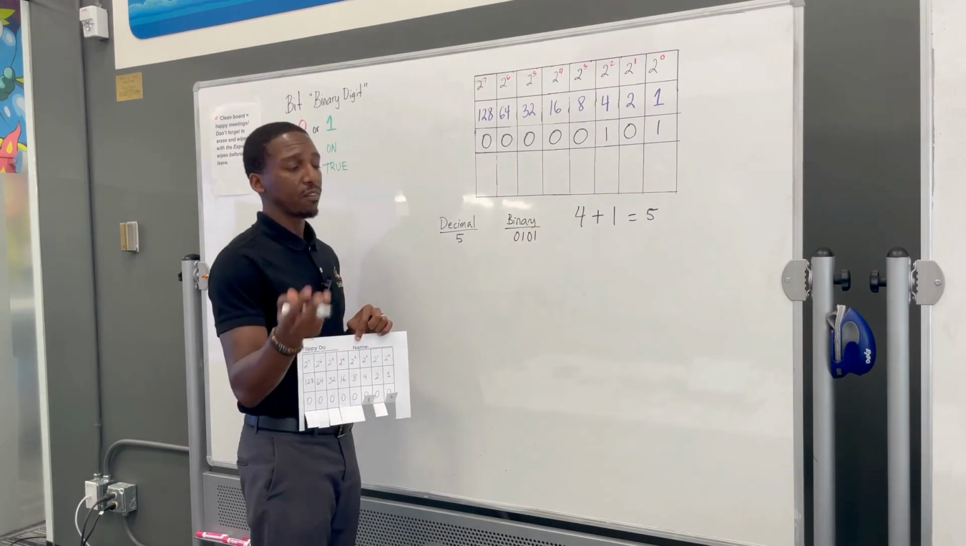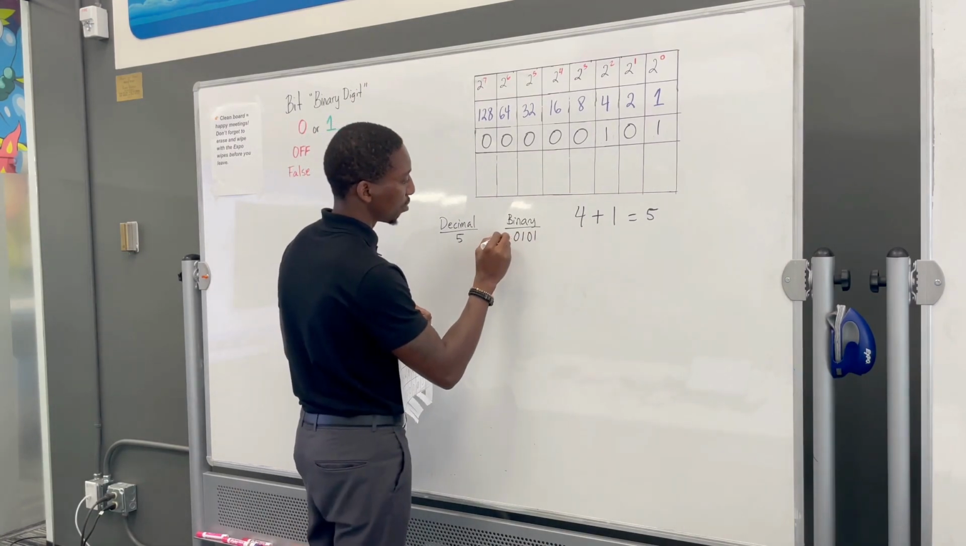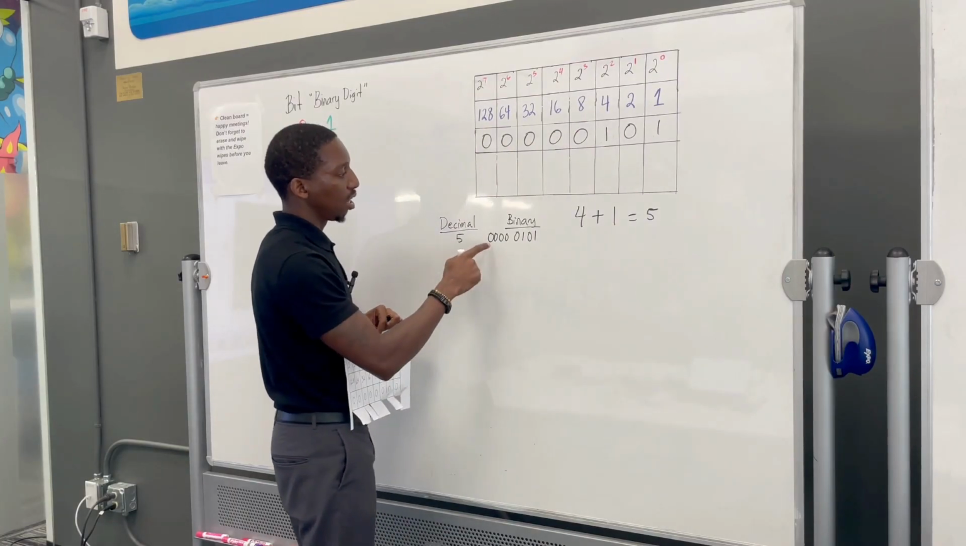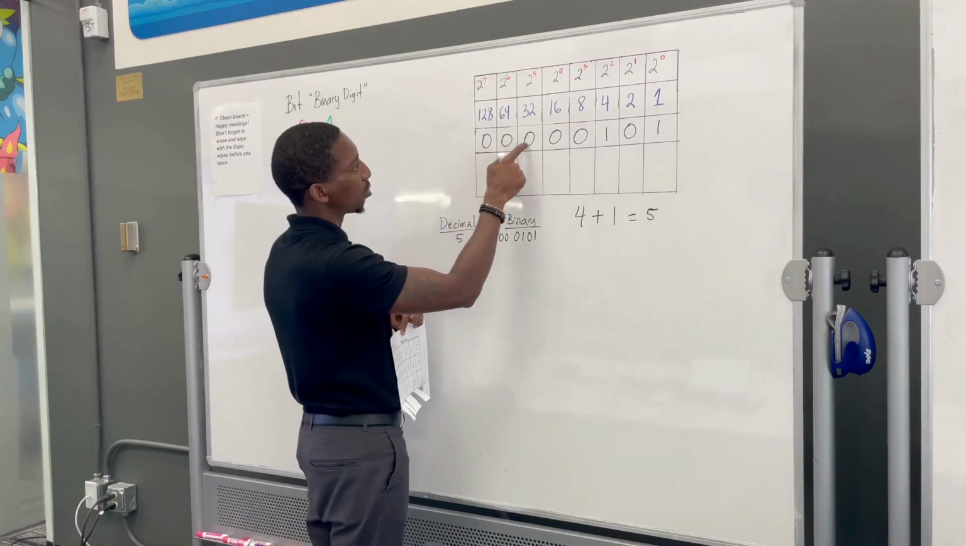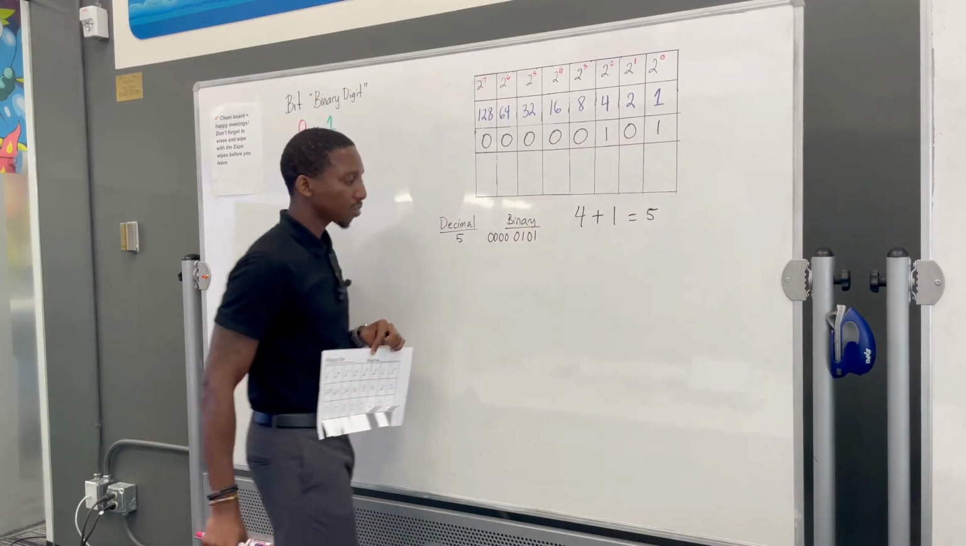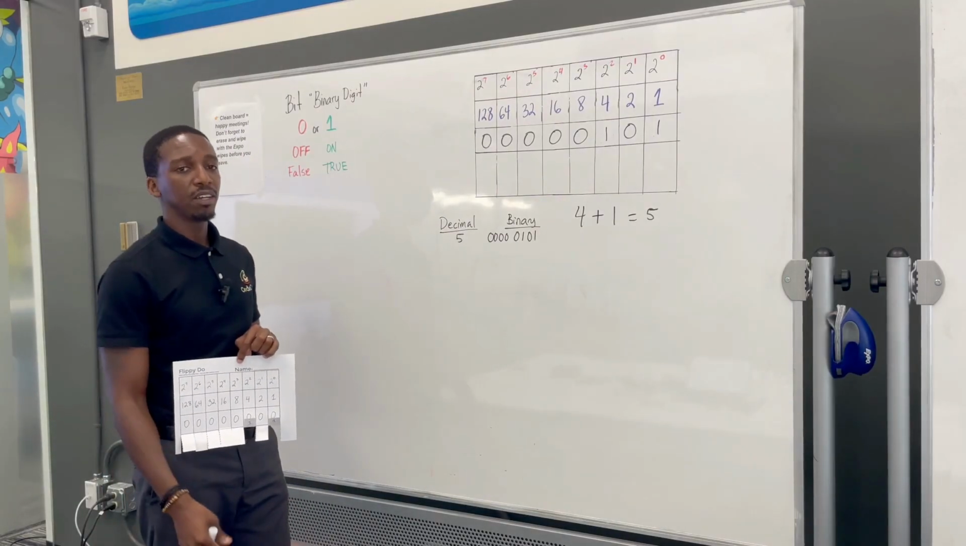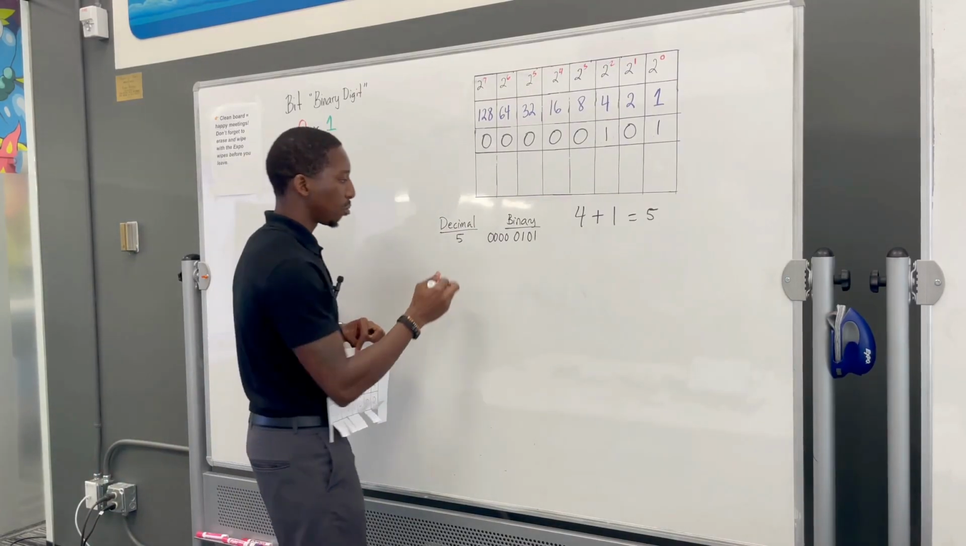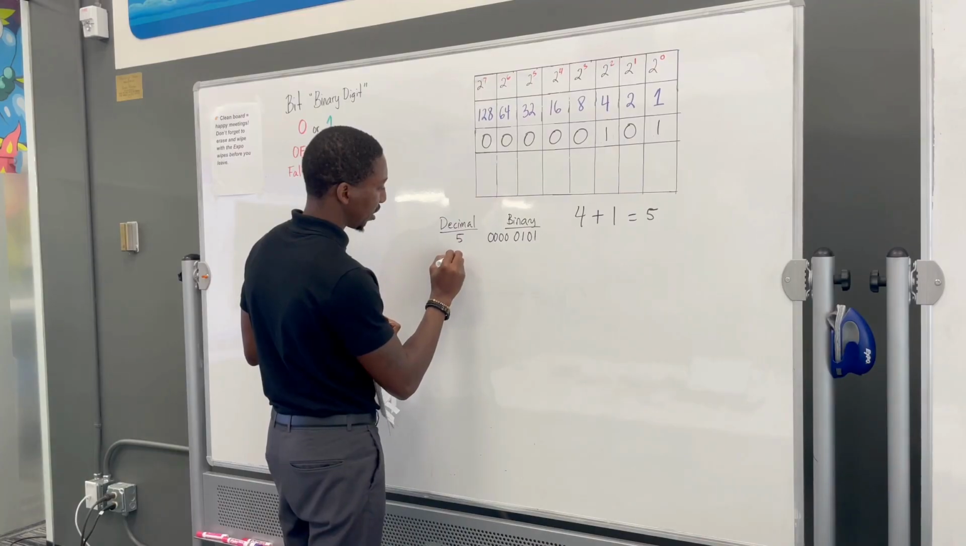So the equivalent binary code for 5 is 0, 1, 0, 1. I usually do mine at 4 bits, but you can do the whole 8 bits, which is what this is, an 8-bit. So it's 1, 2, 3, 4, 1, 2, 3, 4: 0, 0, 0, 0, 0, 1, 0, 1. So that's the equivalent of 5. Let's try one more. Let's do 9.